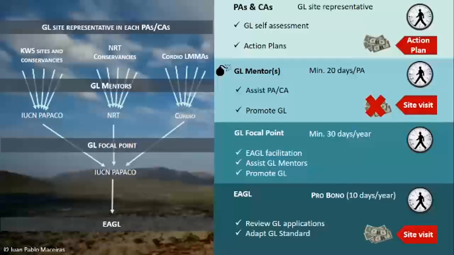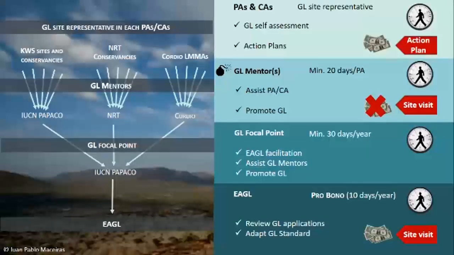So there is some little money involved here. And for Kenya, this money was provided by IUCN projects. So as you can see, the cost effectiveness of the system really relies on how the different levels of this system can take advantage of what is already happening in the country. In that case, the fact that there are already many organizations working very closely with protected areas and conserved areas, helping them in their governance and management effectiveness processes.